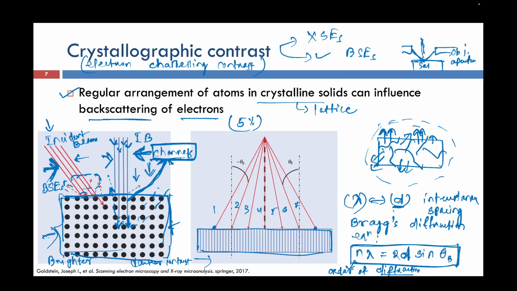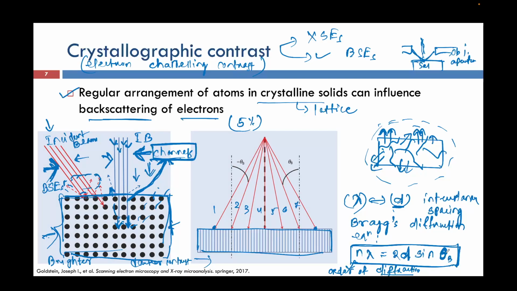That means it is a certain angle theta only. It is not always true that any incident beam will be scattered by the atoms in the material. No, the incident electron beam has to come at the Bragg's angle theta b, then only it will be able to scatter. When the condition n lambda is equal to 2d sin theta b matches, then only this scattering will happen, and then the yield in the backscattered electrons will be more in some portions and less in others. So the contrast will come.